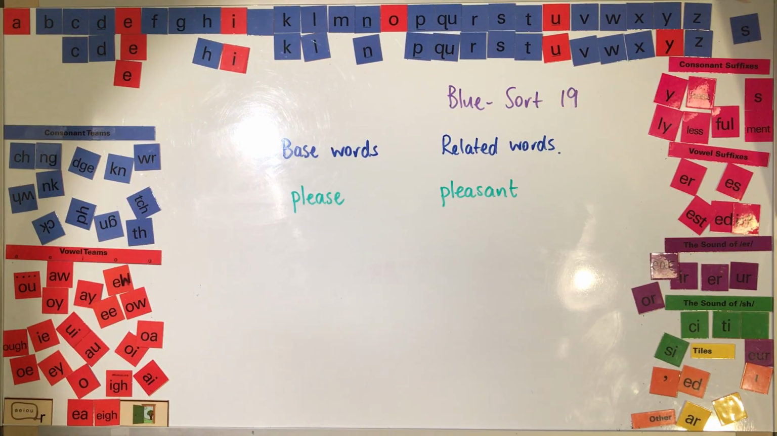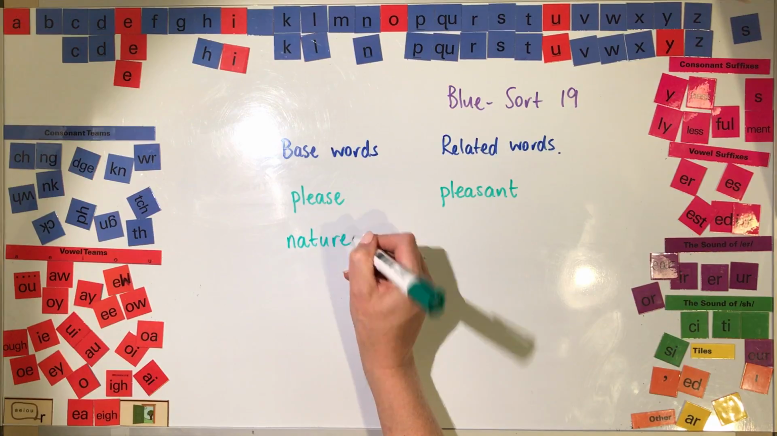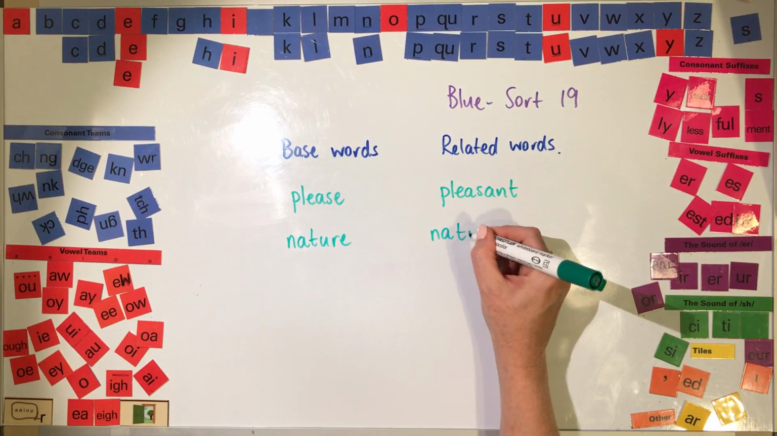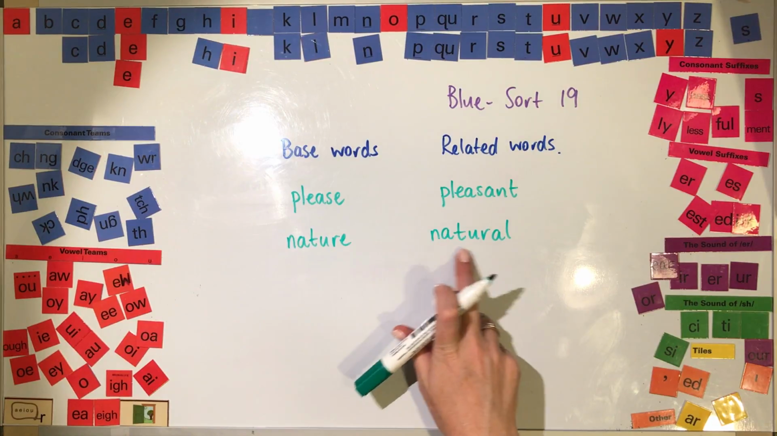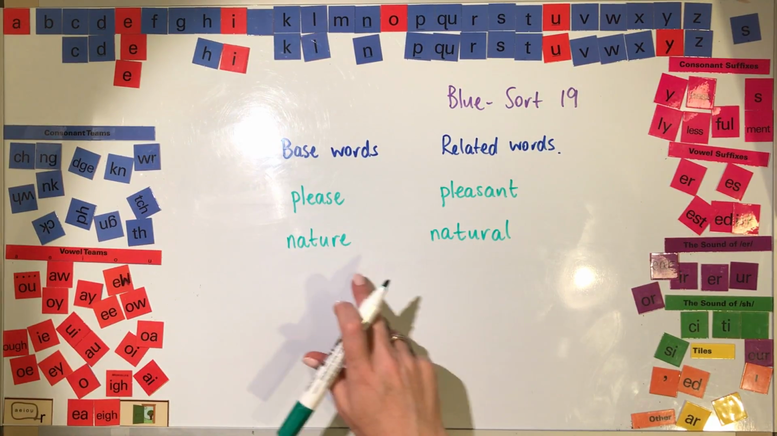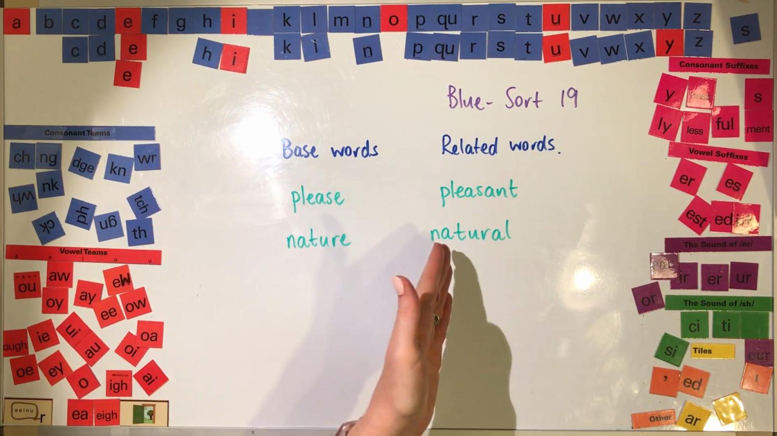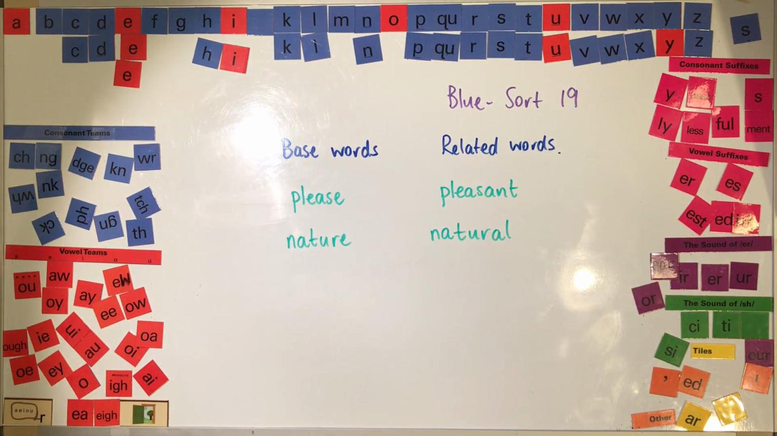So let me give you another example. So we might say nature. So you know that word is nature. And then we have natural. Now, because we've got the base word nature, we've got the word natural. So you can see the spelling is very consistent, even though they sound different. That's got an A and that's got an A. That's got an E, that's got an E. But they are the same spelling or base spelling.